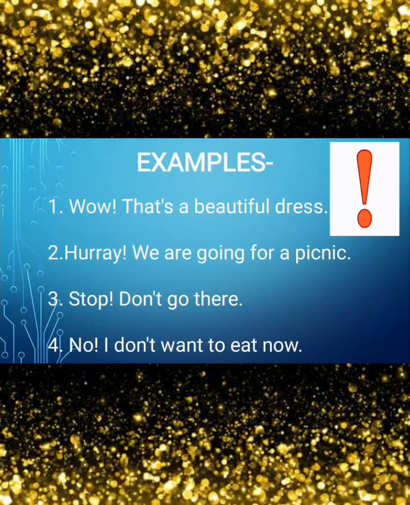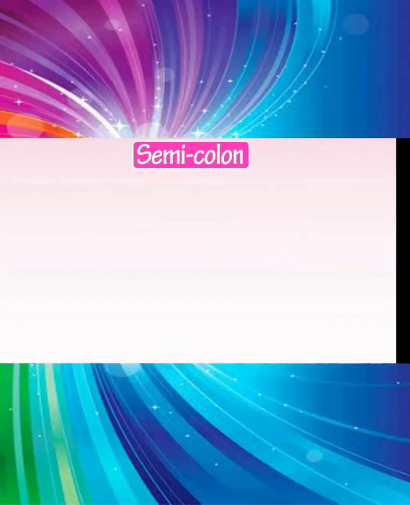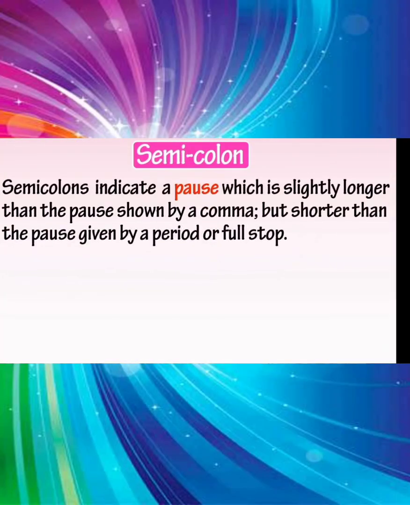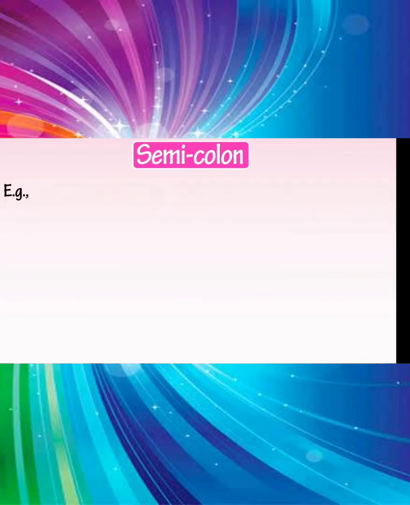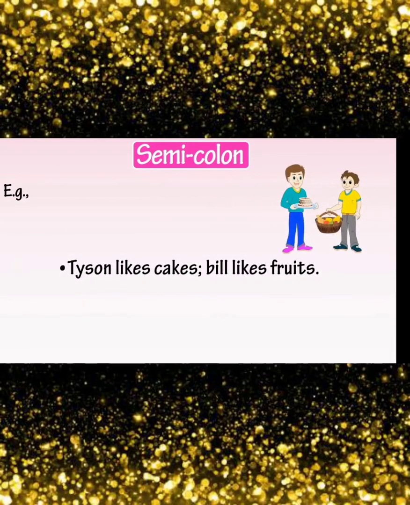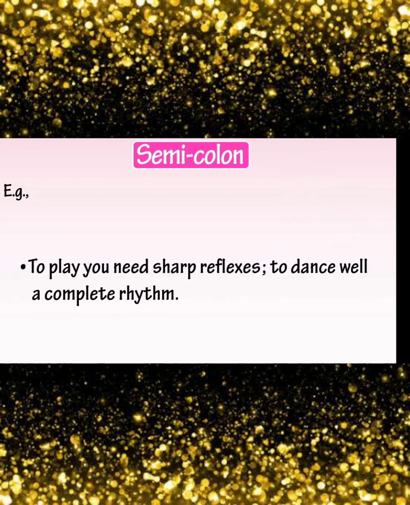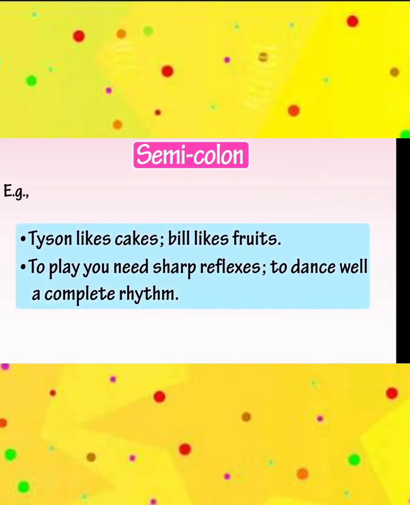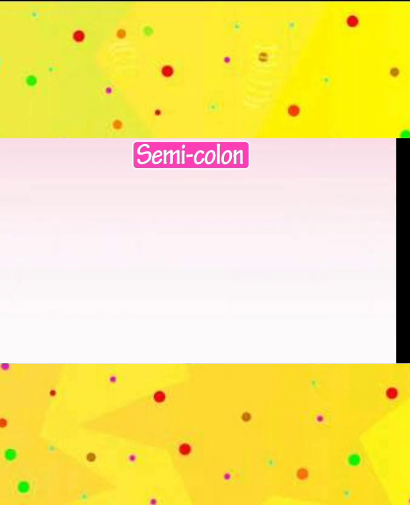Now let me explain the uses of the semicolon. Semicolons indicate a pause which is slightly longer than the pause shown by a comma but shorter than the pause given by a period or full stop. Let's look through some examples. Tyson likes cake; Bill likes fruits. To play you need sharp reflexes; to dance well, a complete rhythm. Look carefully and notice where we have put the semicolon in these sentences. Yes, to give a pause.